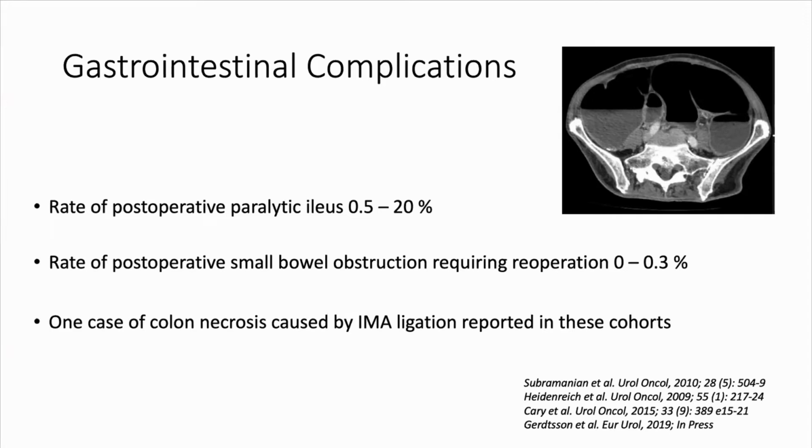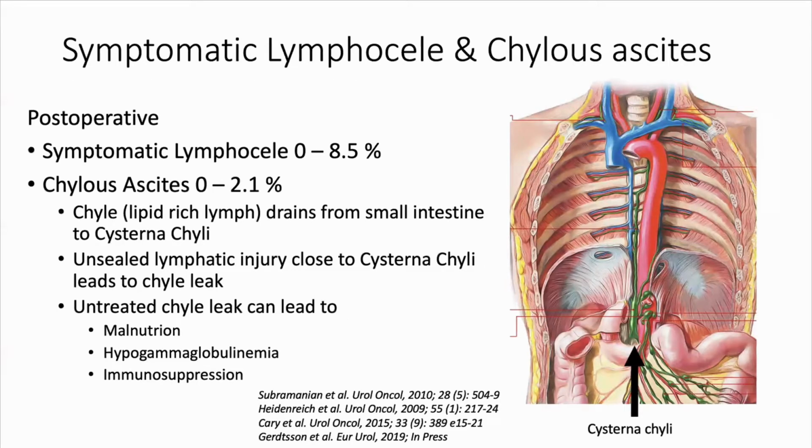So while we try to preserve the IMA, most of these patients are young, and most likely ligating the IMA usually doesn't cause any significant problems for the patient. Postoperative symptomatic lymphoceles are quite common complications, seen in from 0 to 9% of cases, and their course is usually benign. But chylous ascites, which is a rarer complication seen in from 0 to 2% of cases, is a more morbid complication and potentially fatal.